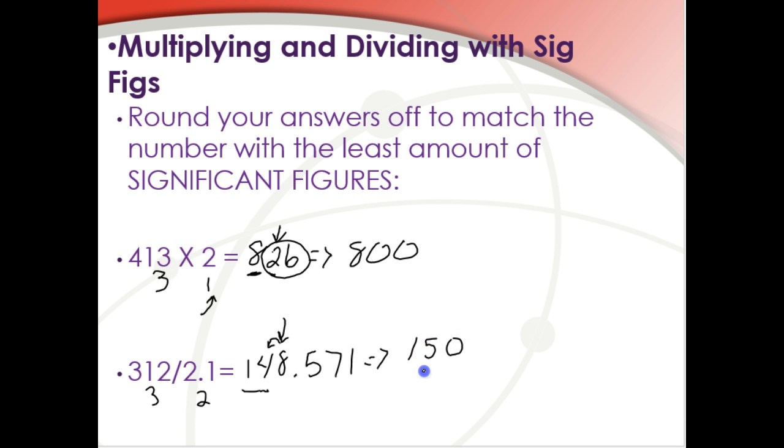Again, this has 2 significant figures. My 800 has 1 significant figure. And it matches right there, right? It matches the number with the least number of significant figures.